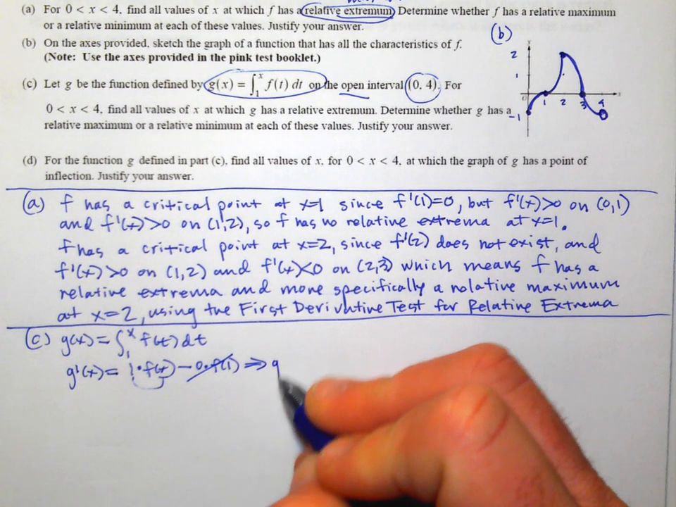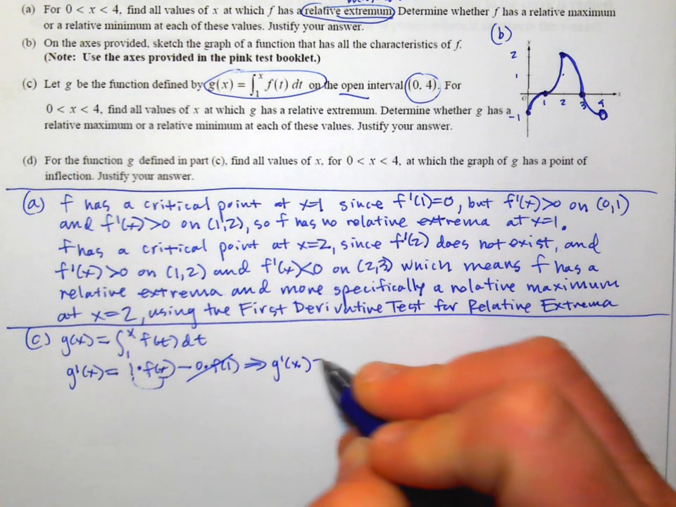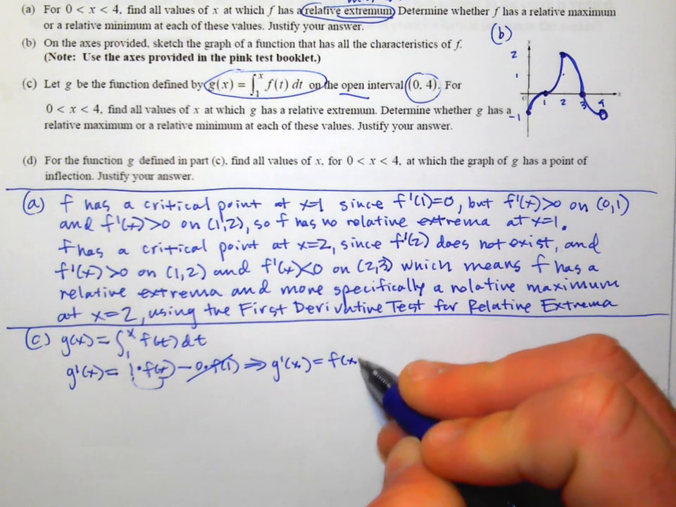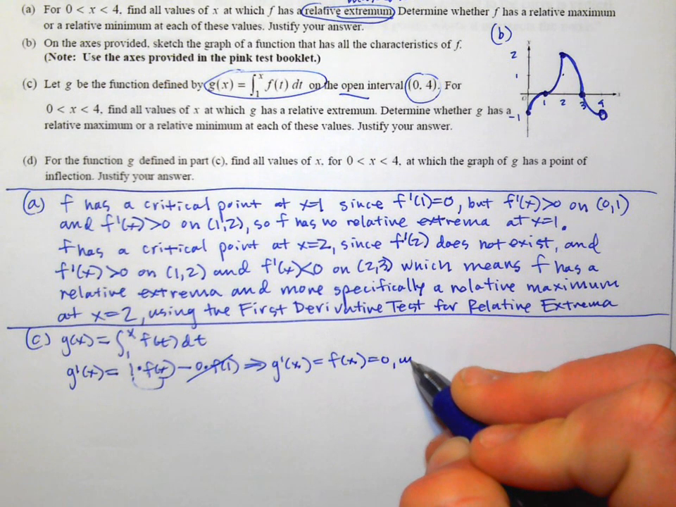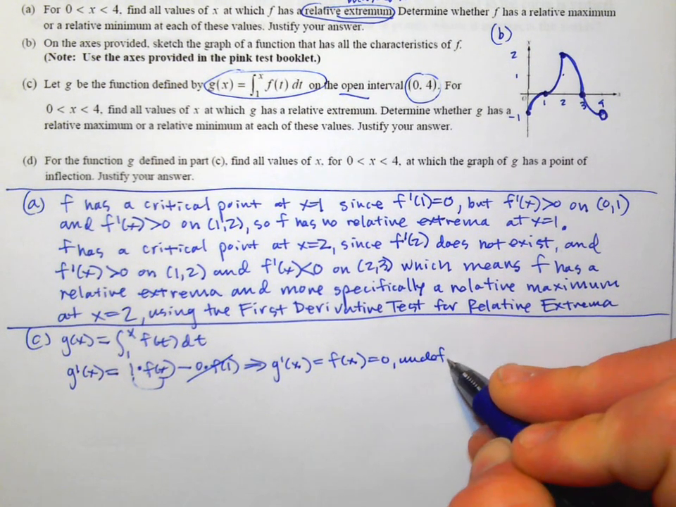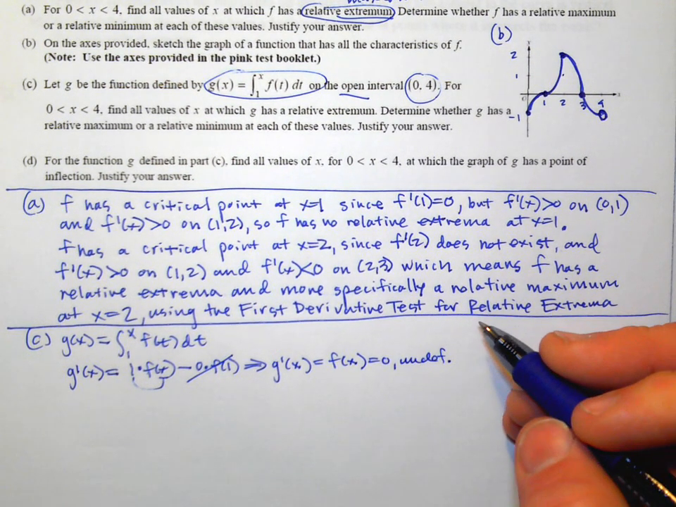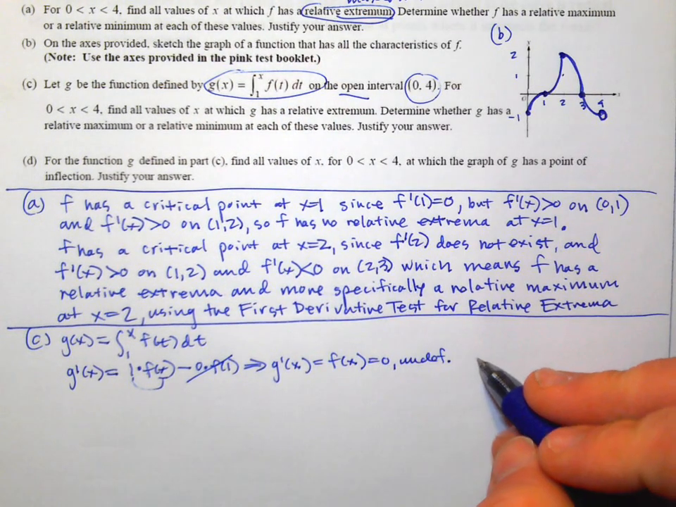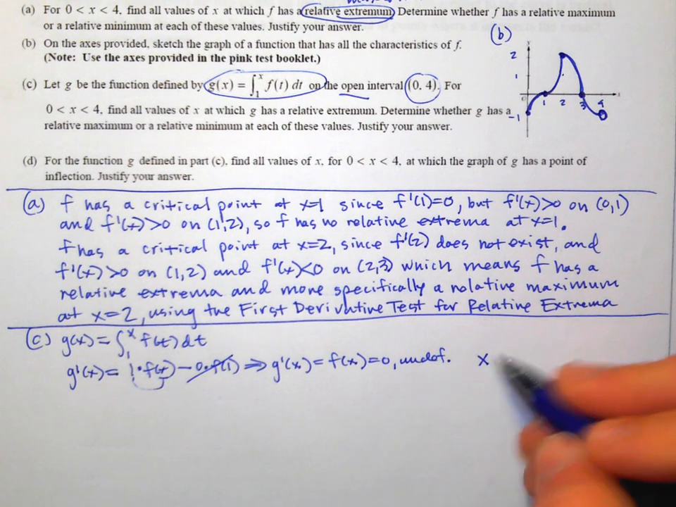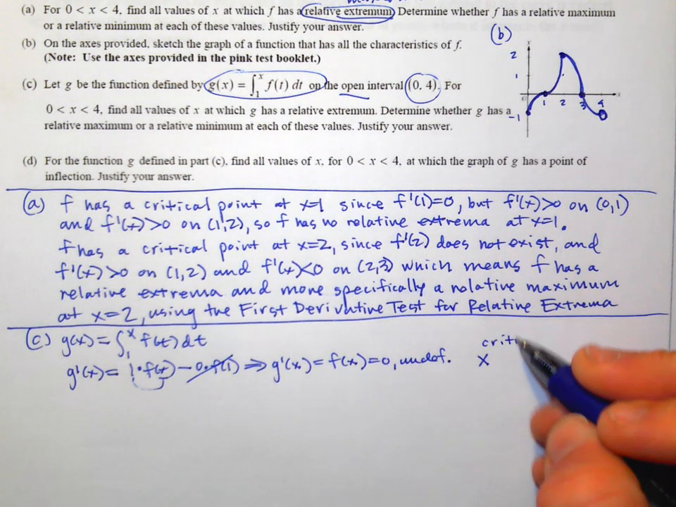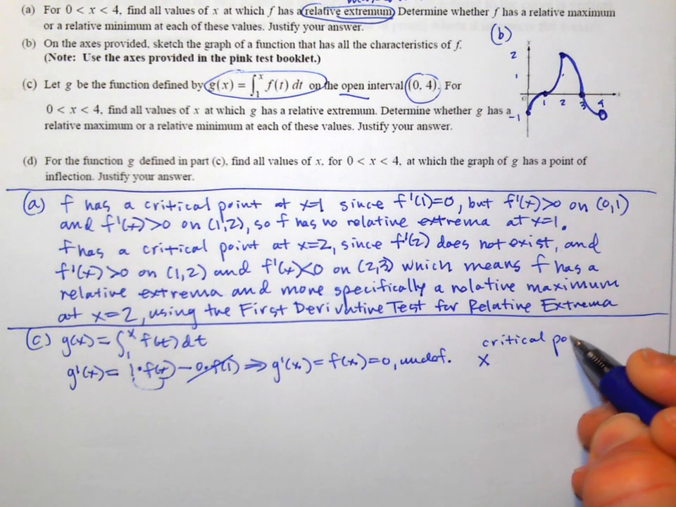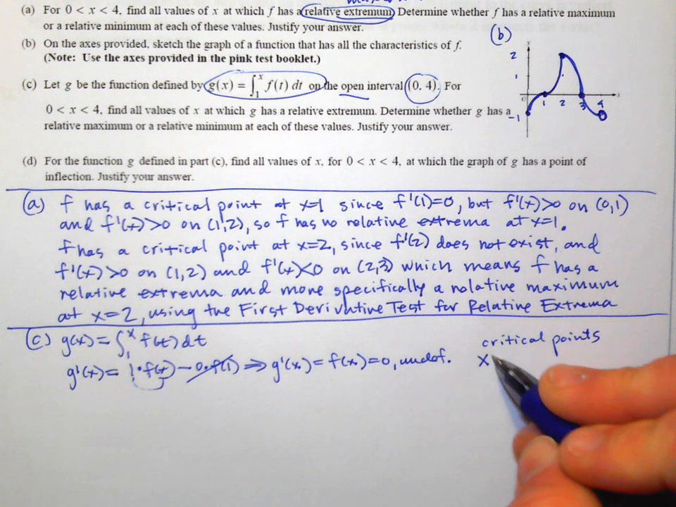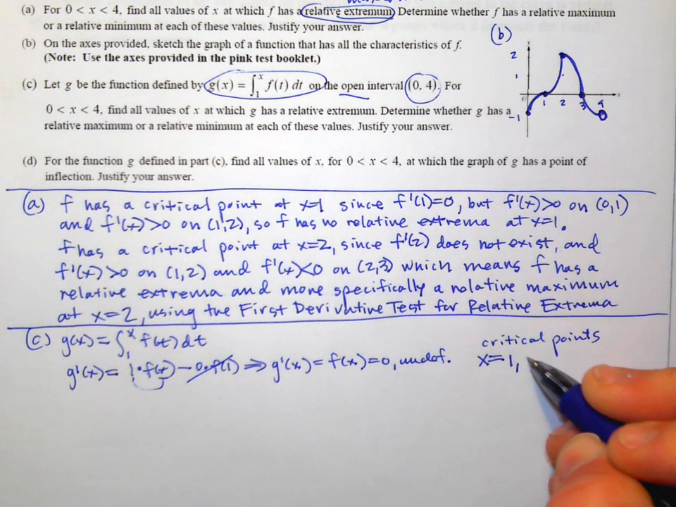So G prime of x equals f of x. And we want to figure out whether that's equal to 0 or undefined. Now we're going to do that by looking at the table and saying when is f equal to 0 or undefined. So that happens at x equals, so these are your critical points, that happens at x equals 1 and 3.